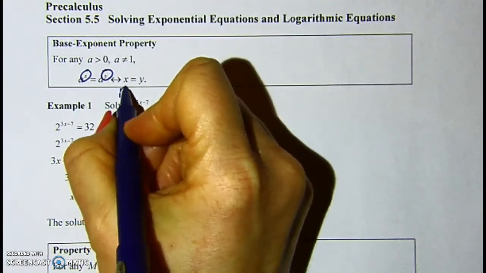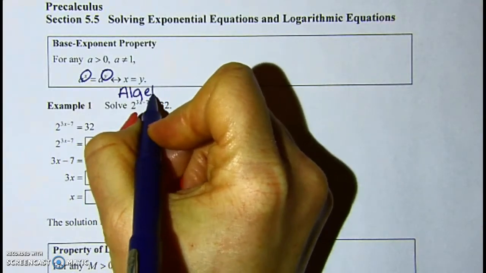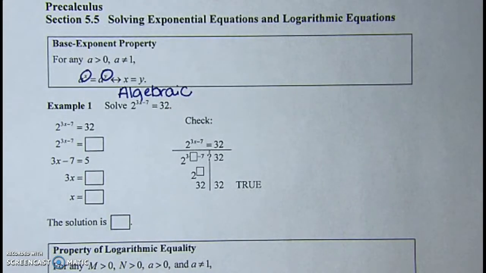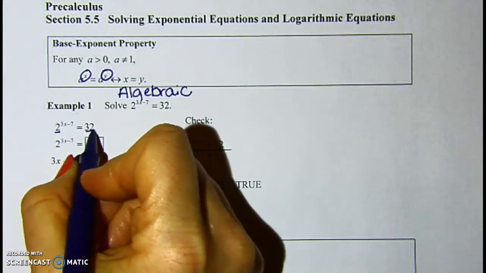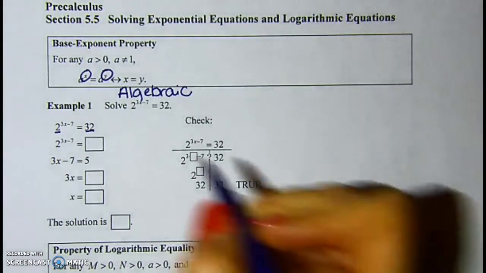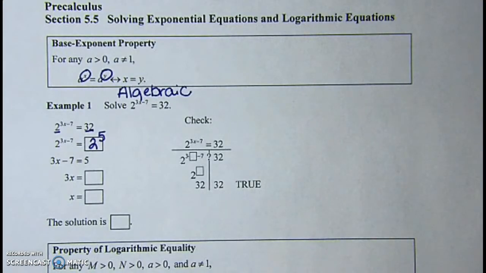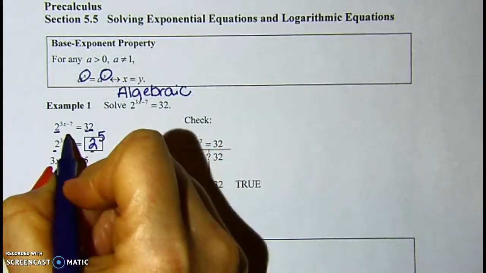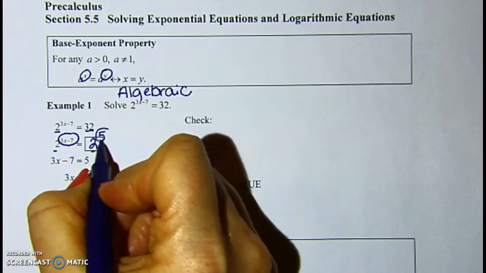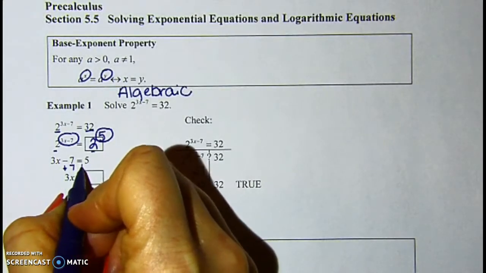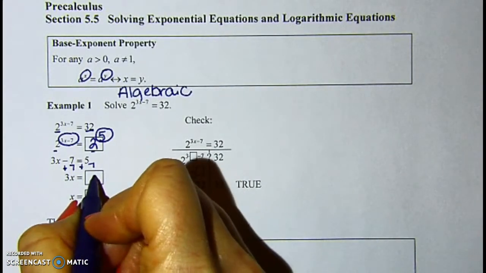So we're going to start by showing how to algebraically solve this. Well, notice that our bases are not the same, but I do know that 32 is the same as 2 to the 5th power. So now that my bases are the same, I can set my exponents equivalent to each other, giving me 3x minus 7 is 5. Now I can simplify by adding 7 to both sides, giving me 3x is equal to 12.